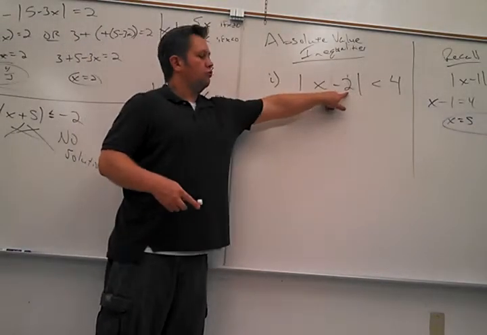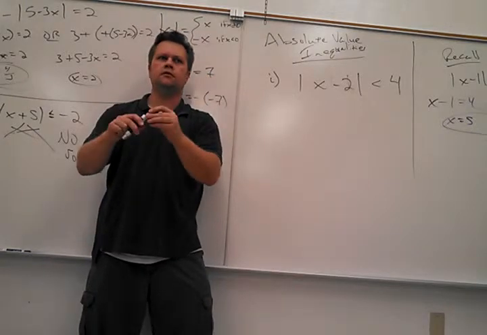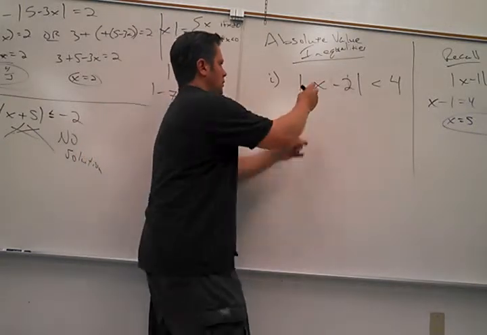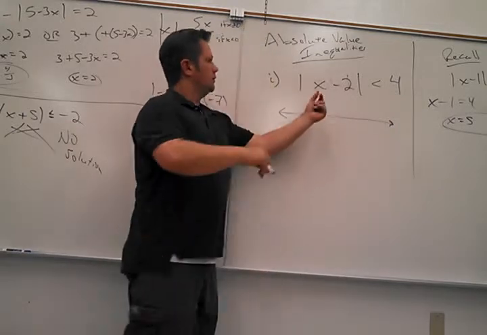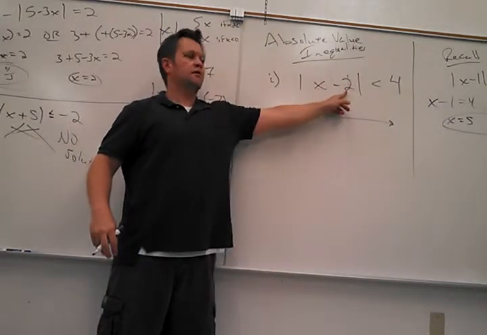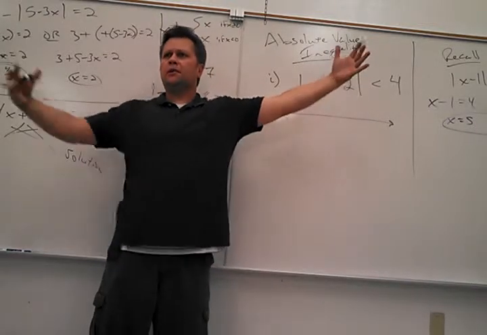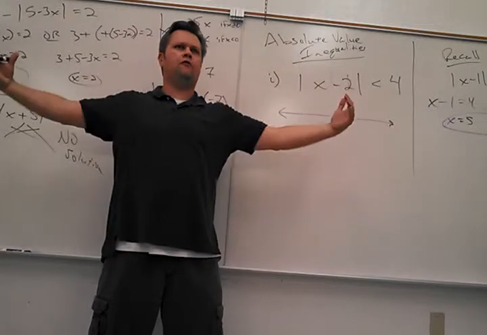So this I can do pretty much the same way. The inequality, we'll figure out how it fits into this mess. Right? So what's this really say? The distance between some number and 2, it's got to be less than 4. It's got to be closer than 4, right? I can't get 4 away.